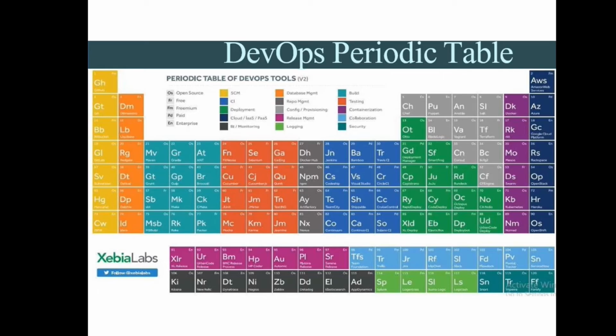This is a periodic table defined by a company called ZippyOPS. They have listed down all the majority of DevOps tools which are used, and they have differentiated them based on the license model and how they are being utilized. For example, OS means open source, FR means free. Let me just give a brief.